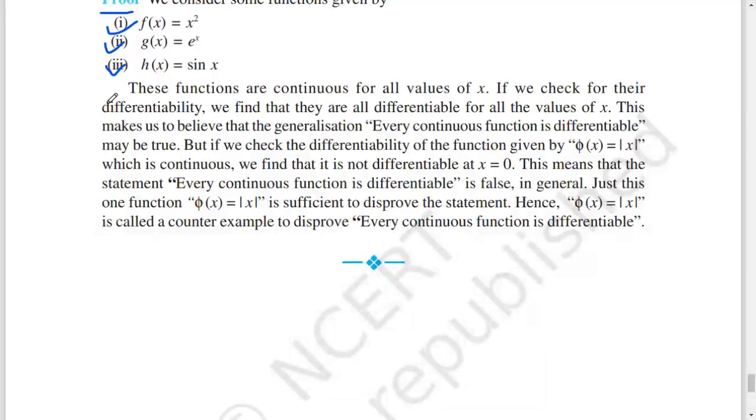But if we check the differentiability of the function given by phi(x) equal to mod of x, which is continuous, we find that it is not differentiable at x equal to 0. This means that the statement, every continuous function is differentiable, is false. Just this one function, phi(x) equal to mod of x, is sufficient to disprove the statement. Hence, phi(x) equal to mod of x is called a counterexample to disprove the statement.